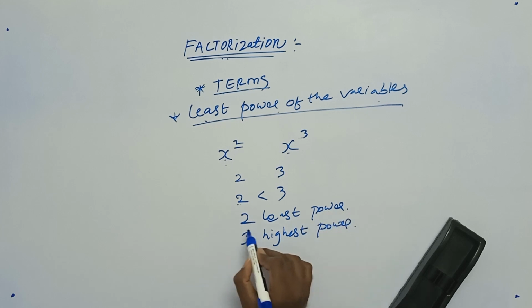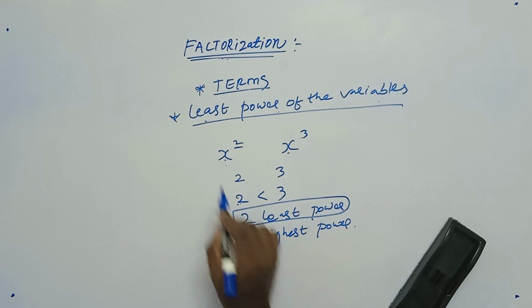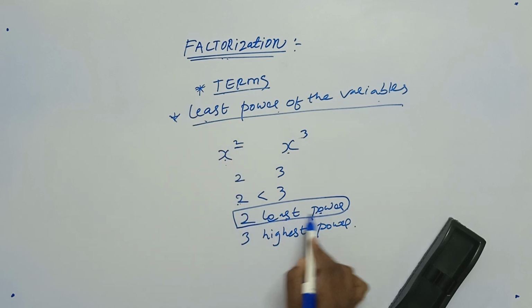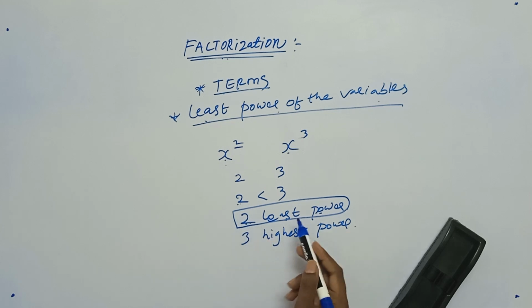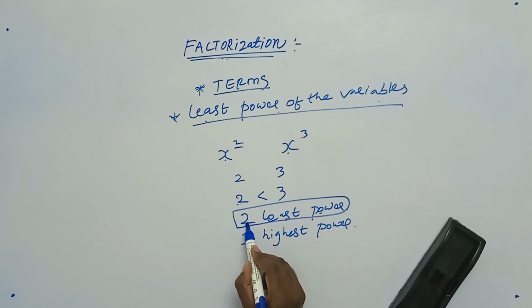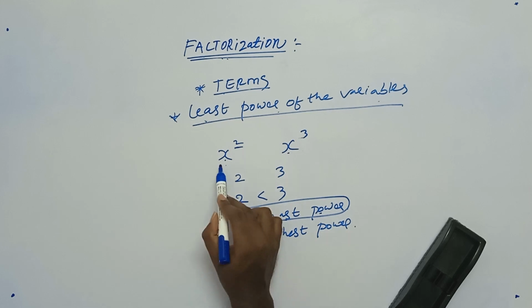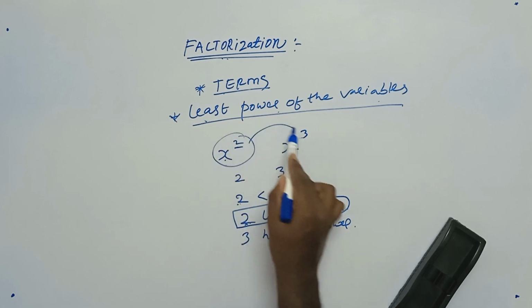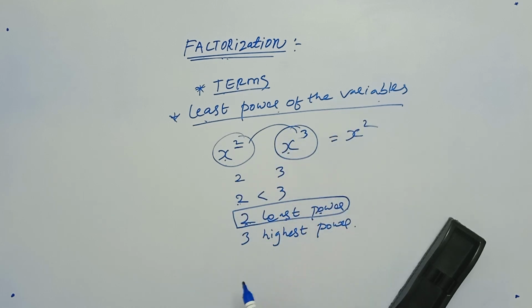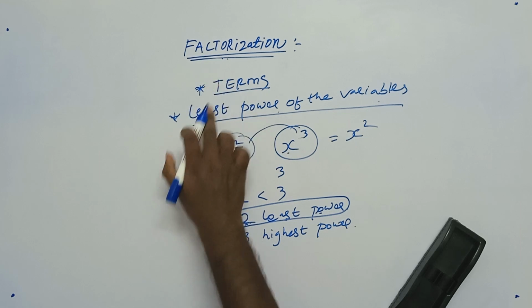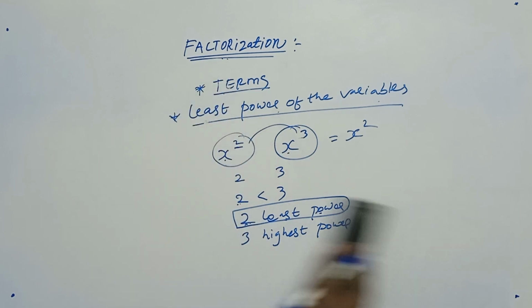So you should only determine this case in factorization. The least power of the variable is nothing but the power which is lower than the power of another variable. That means the variable which has the lowest power. By comparing these two, which is the least power of the variable? The least power of the variable is x square. So you should be able to know these two concepts in factorization.